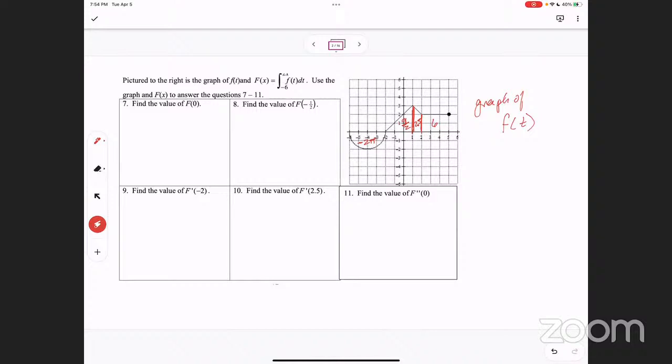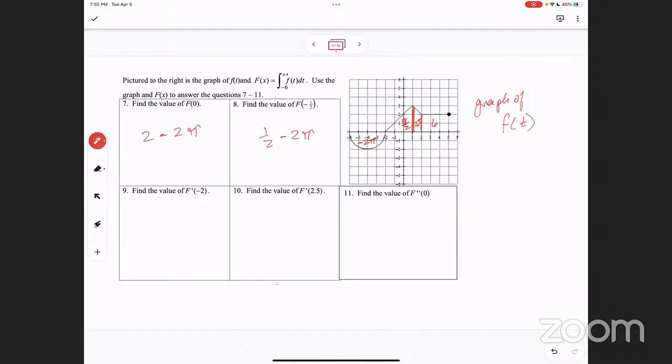What we have to do is plug the value into here and then calculate based upon that. So find the value of f of 0. We would plug 0 in for x. So it's from -6 to 0. That's 2, and this is -2, so this would be 2 minus 2 pi. And for number 8, it says find the value of f of -1/2. So I'm going to plug -1/2 in. That's 1/2, so it's 1/2 minus 2 pi. Got it? Yep.